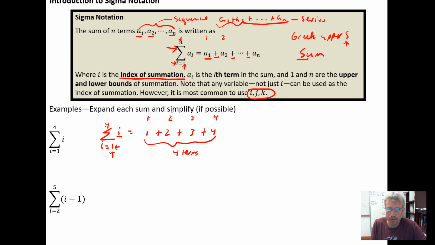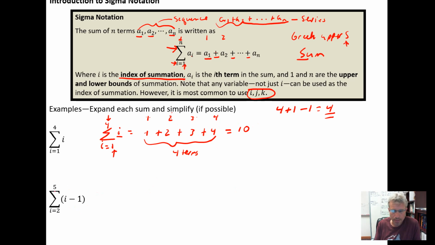In general, what's going to be true is that if you take the upper bound of summation, the 4, and you add 1 to it, and then you subtract the lower bound of summation, which in this case is a 1, that will tell you the number of terms you expect to get in your summation. So 4 plus 1 is 5, and 5 minus the lower bound of summation, so 5 minus 1, is 4. I expect 4 terms in my series, and then it's just a matter of simplifying the series. 1 plus 2 is 3, plus 3 is 6, plus 4 is 10.